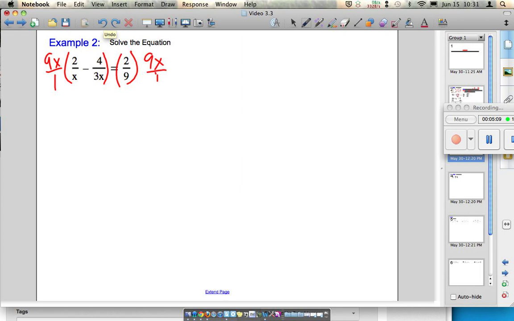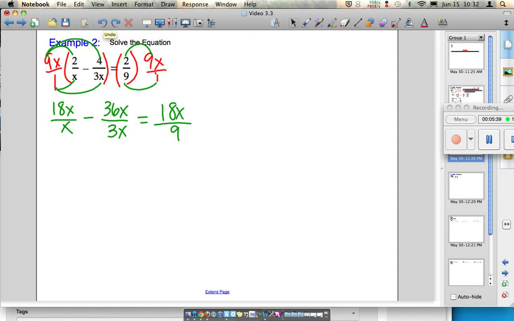So let's see. We're going to do 9x times 2. So that's going to give me 18x over 1 times x. And then 9x times 4. And that gives me 36x over 1 times 3x. And then on the right, I'm going to have 2 times 9x is 18x's over 9 times 1, 9.